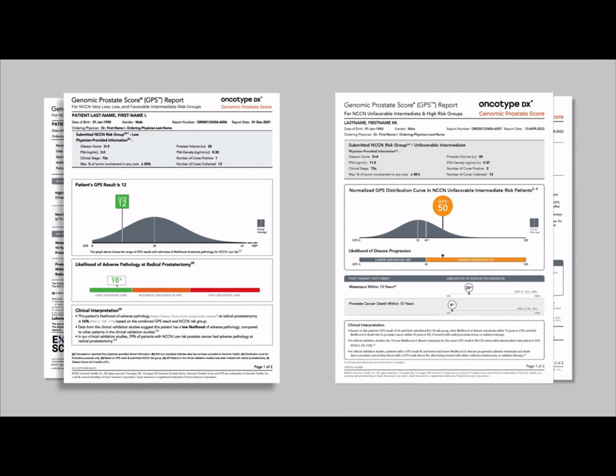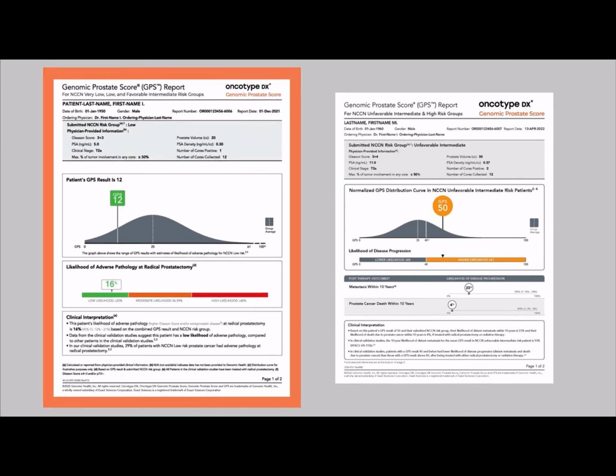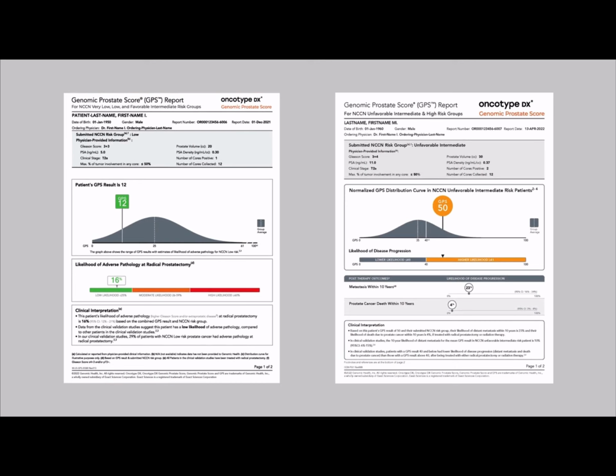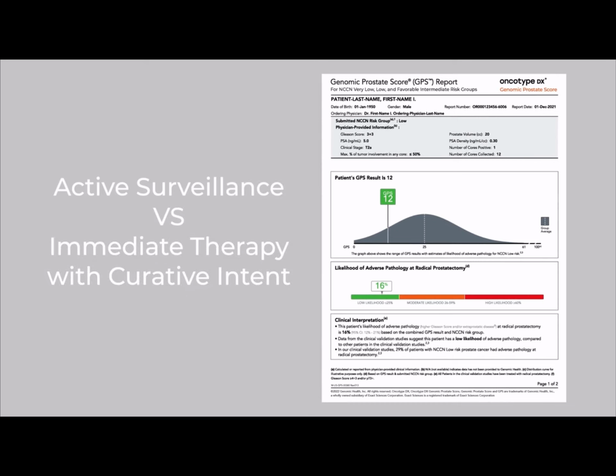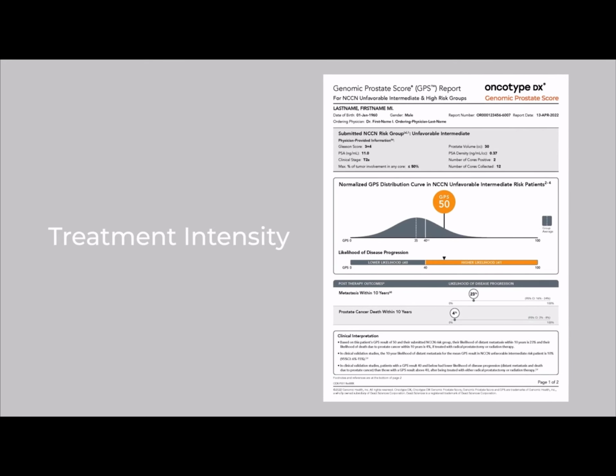The GPS assay is available for both clinically low and high-risk patients with localized prostate cancer. Since the clinical decision-making is different for these two groups, there are separate reports for each. For lower-risk patients, the clinical decision is often between active surveillance versus immediate therapy with curative intent, while in higher-risk patients, the questions are typically centered around treatment intensity. In this video, we are going to focus on the clinical high-risk patient report for the GPS assay.